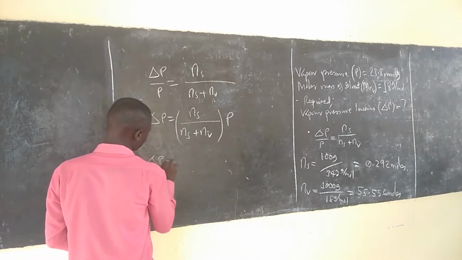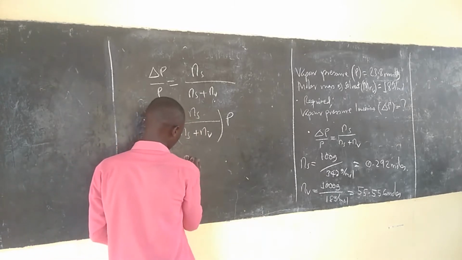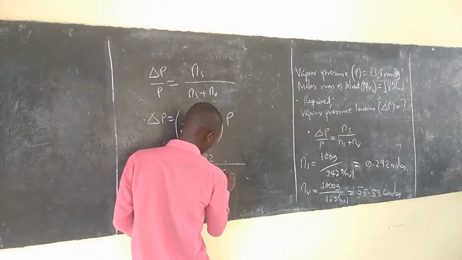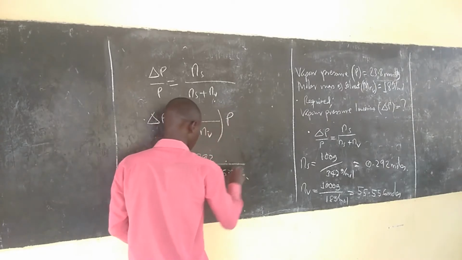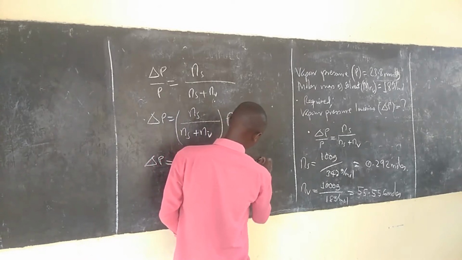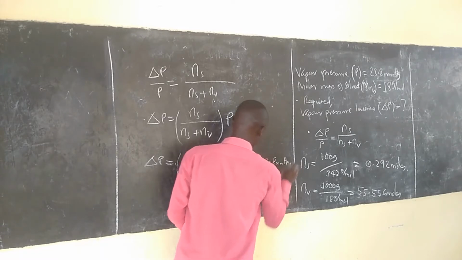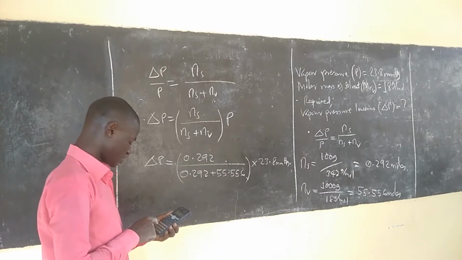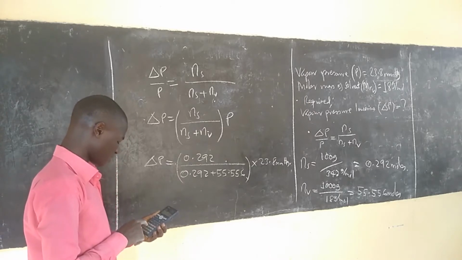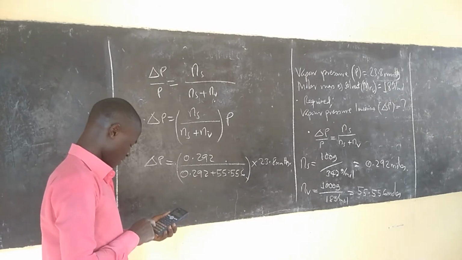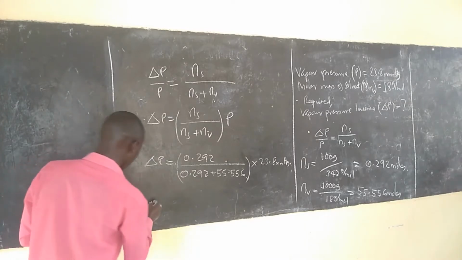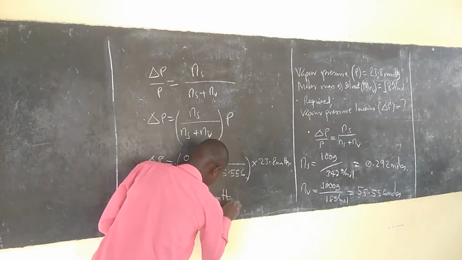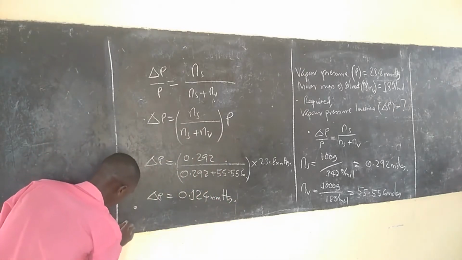So change in P will equal 0.292 divided by 0.292 plus 55.556, times the pure pressure of water, which is 23.8 mm of Hg. Then it will be multiplied by 23.8. So the final answer, change in P, will be equal to 0.124 mm of mercury.